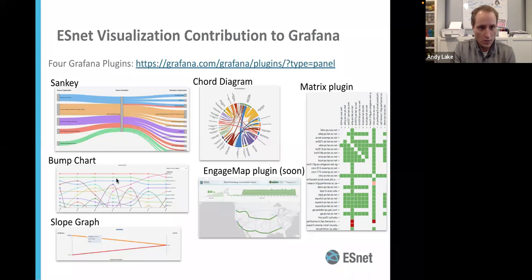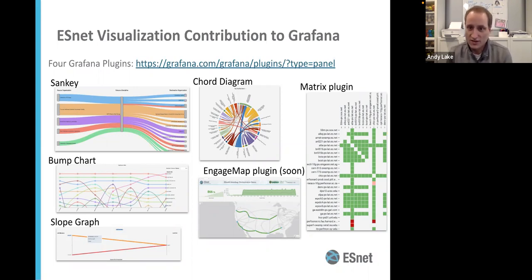The Sankey, the bump, and the slope actually all started at the NetSage project, and Katrina polished them up when she joined ESnet. The chord diagram here is something we developed, and this matrix plugin might look familiar if you've used perfSONAR before. That's obviously very intentional, and I'll show some examples leveraging that. The idea is down the road, the perfSONAR project will likely leverage this more tightly, possibly to provide a replacement for MaDDash.